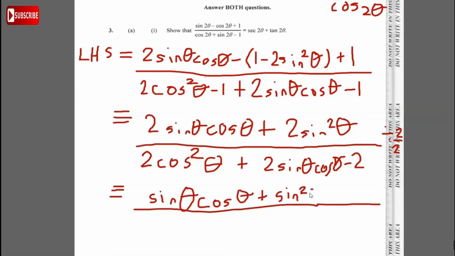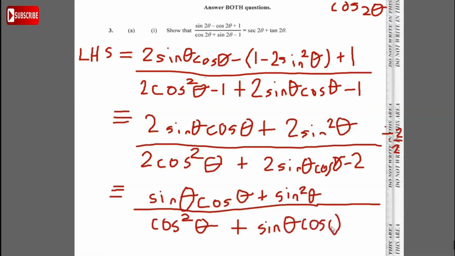Then in the denominator, I divide through by 2 as well. So now I just have cos squared theta plus sine theta cos theta minus 1. Now remember my objective. My objective is to generate this denominator. So I need to figure out how I'm going to generate that denominator from this position.